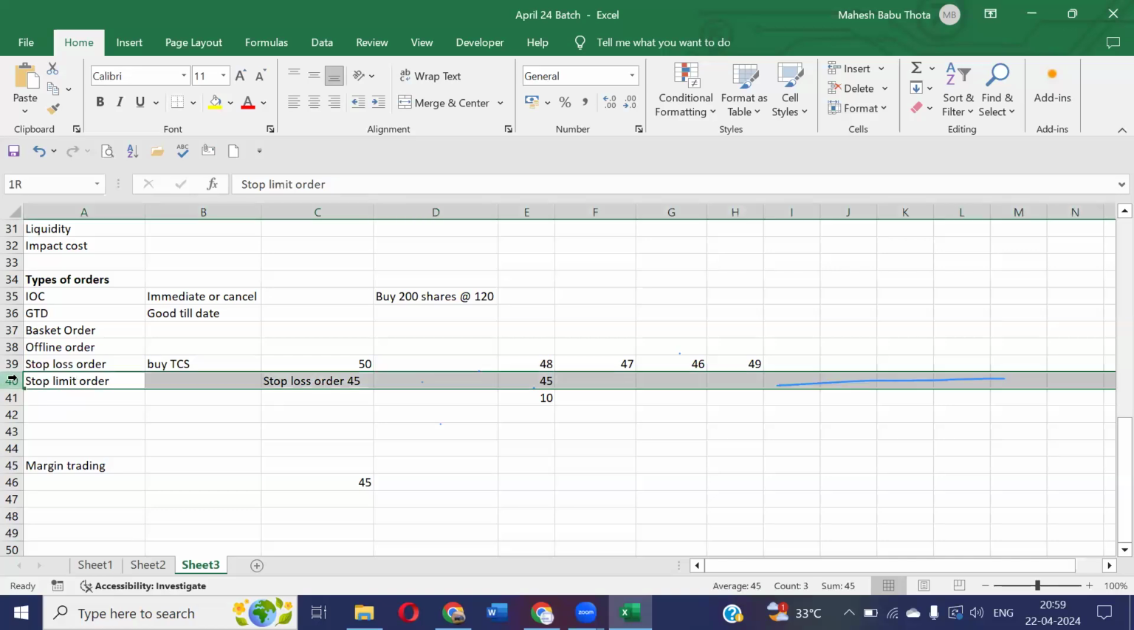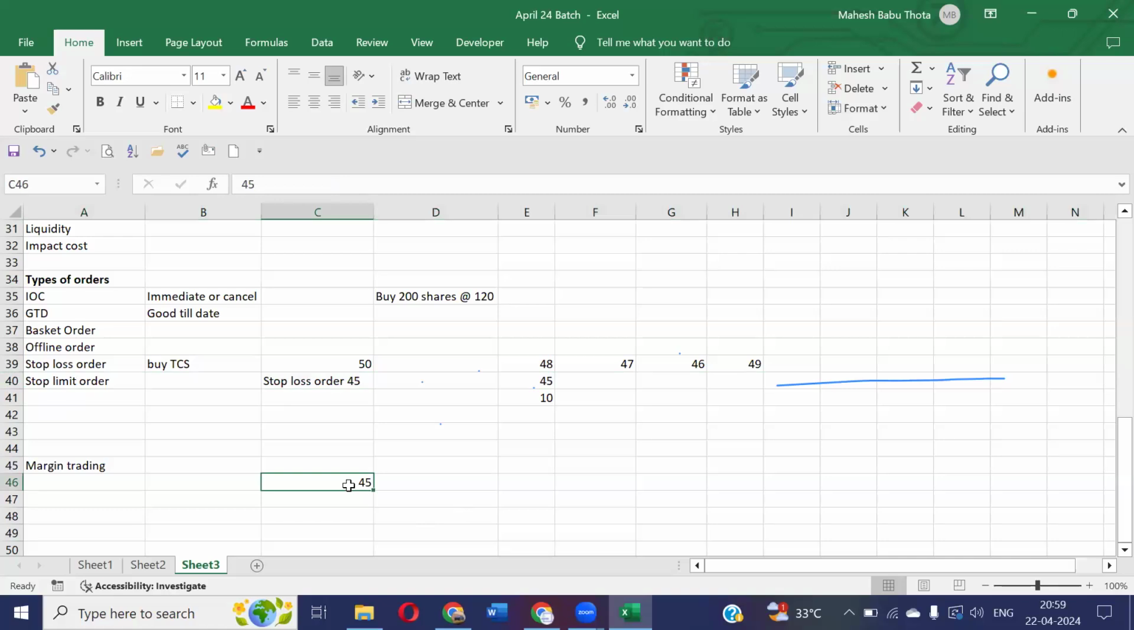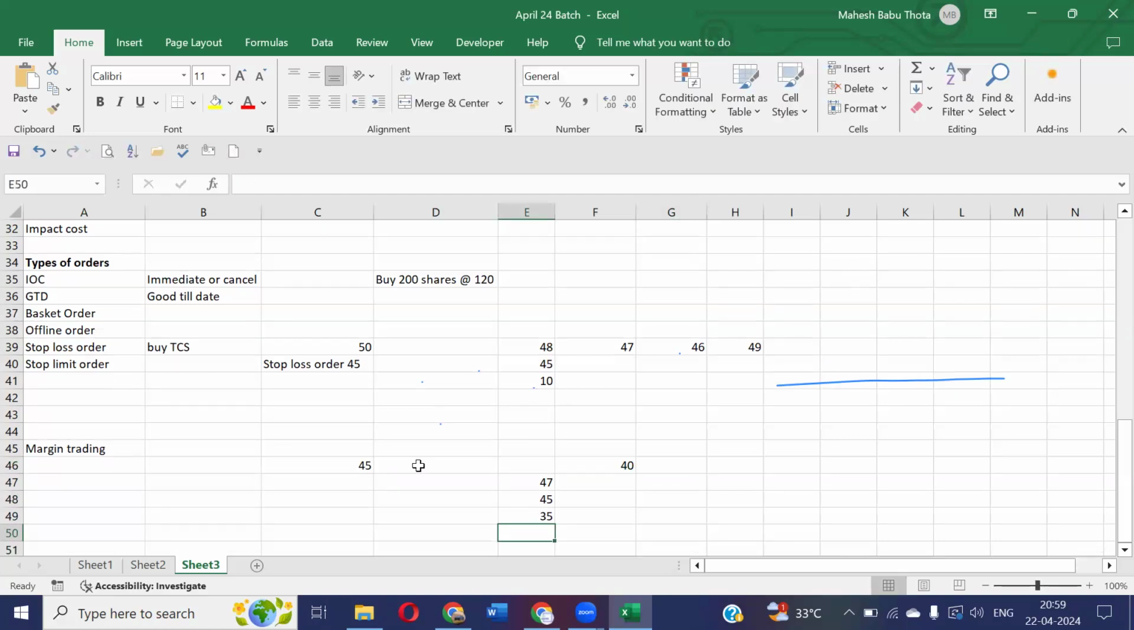But in this stop limit order, here I'm giving 45. So after this 45, if the security price drops down to 47 rupees, the order won't execute at 47 also. If the security price goes beyond 47, if it increases to 48 or 49, then only the order will be executed. Again, if it is coming down like 45 rupees or 35 rupees, the order won't execute.